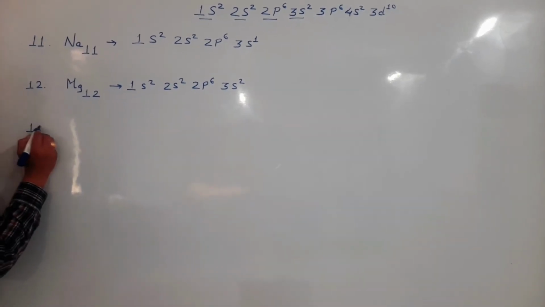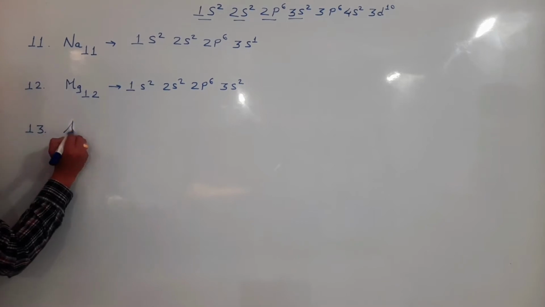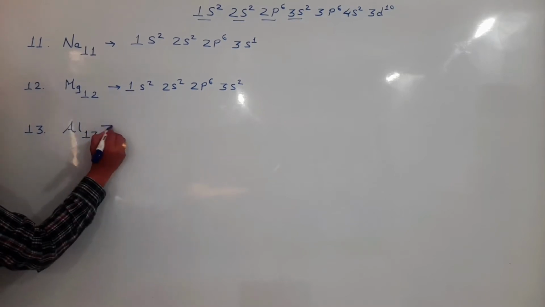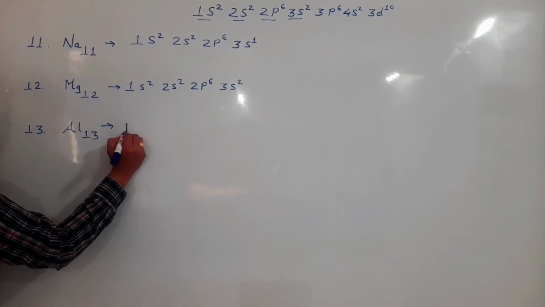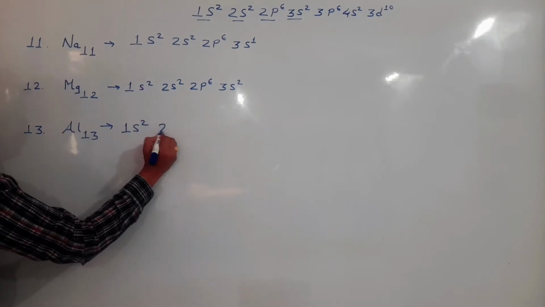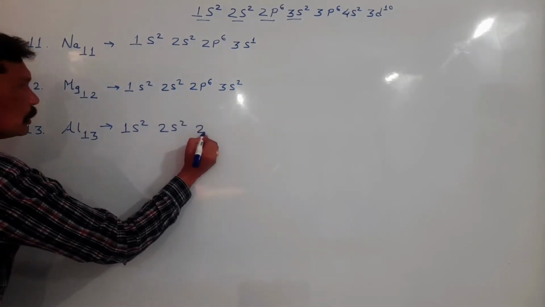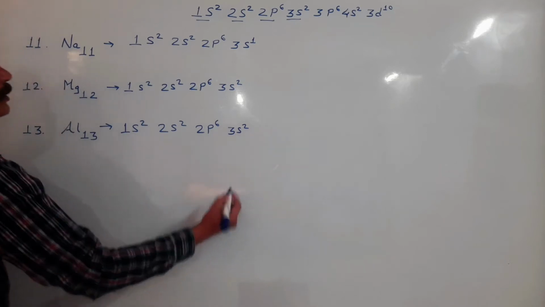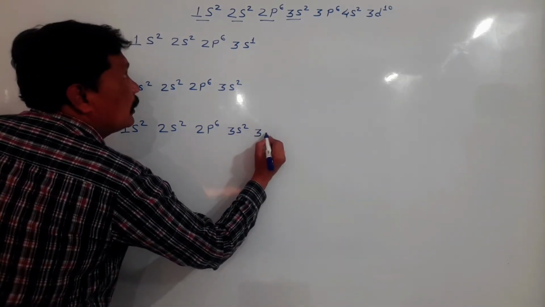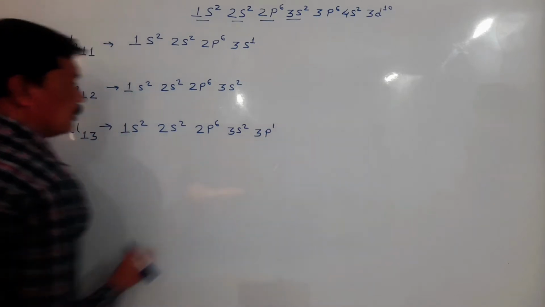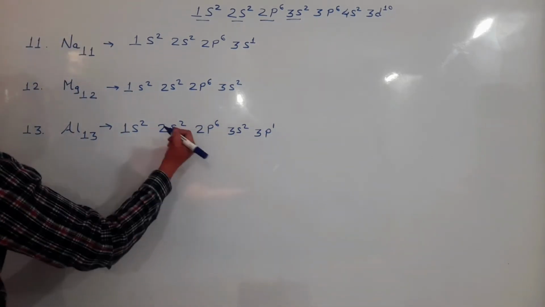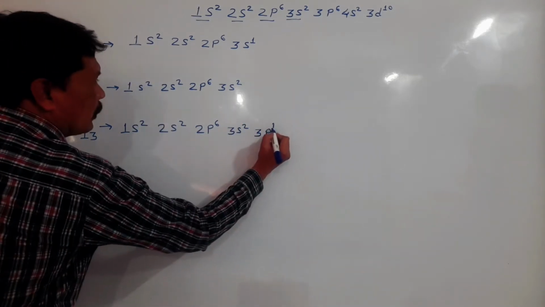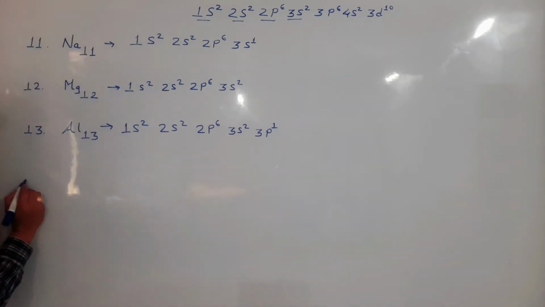The next element is aluminium. Atomic number 13. Its electronic configuration will be 1s2, 2s2, 2p6, 3s2, 3p1. Let's count the number of electrons. 2 plus 2 plus 6, 10, plus 2, 12, plus 1, 13. Our electronic configuration is correct.